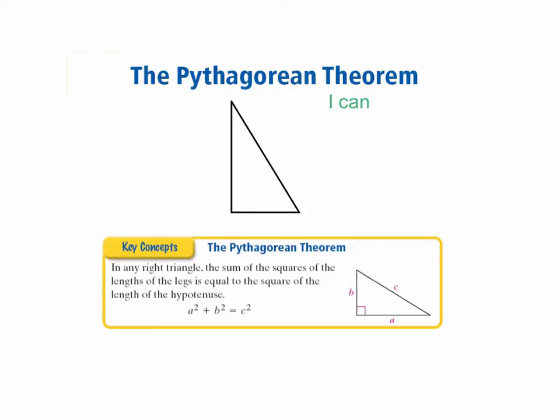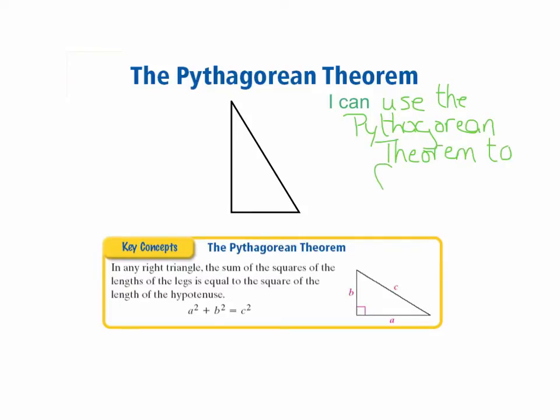Today in class, we looked at a visual proof of the Pythagorean Theorem. And what we're going to learn to do now is to use the Pythagorean Theorem to find unknown sides in right triangles.